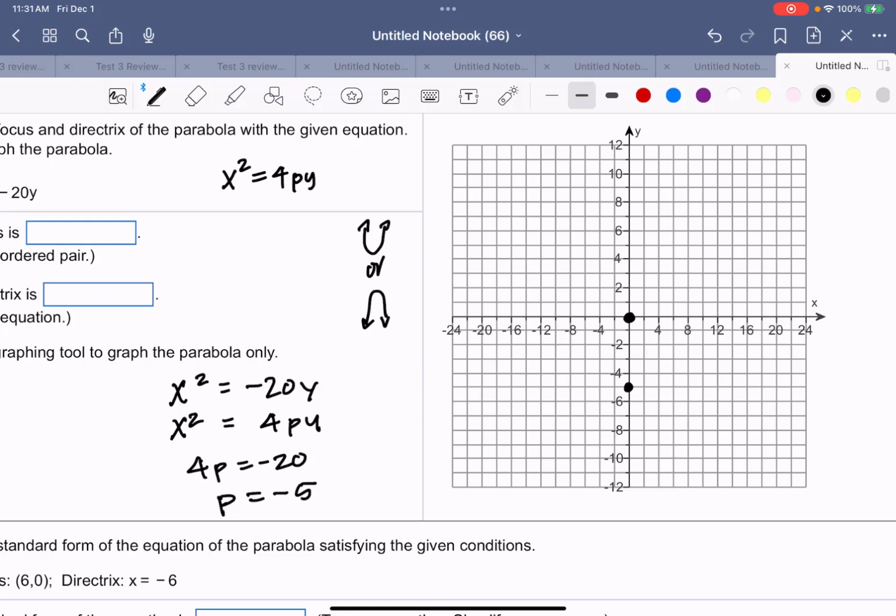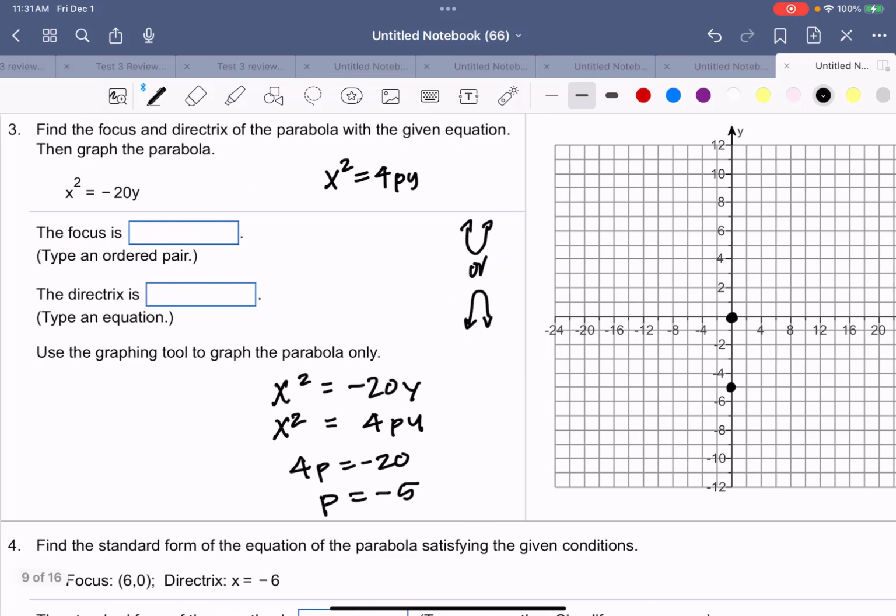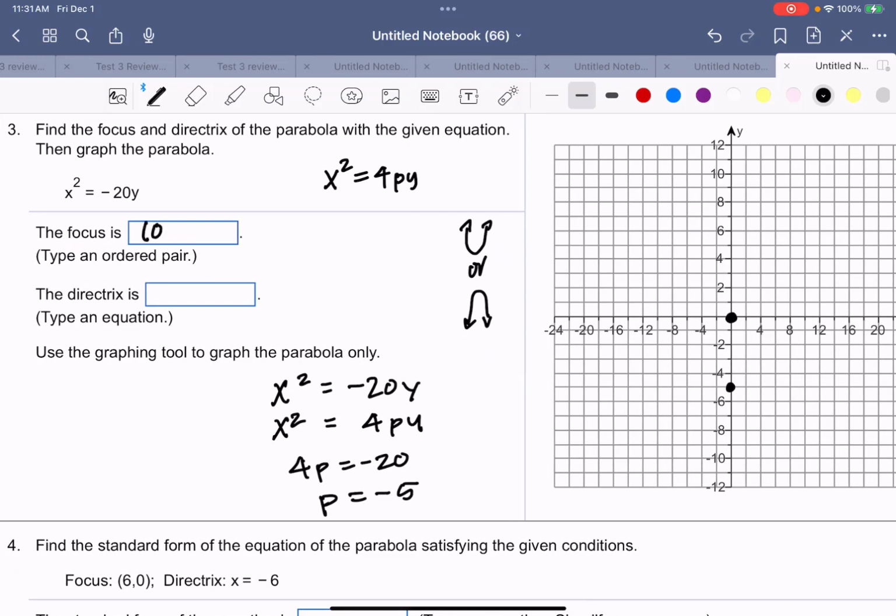So that's going to be at 0, -5. That's going to be my focus. And then my directrix has to be on the opposite side. Remember, this is the focus. This is the vertex. It has to be on the opposite side, the same distance away. So it's this line right here. And that would be y equals +5.